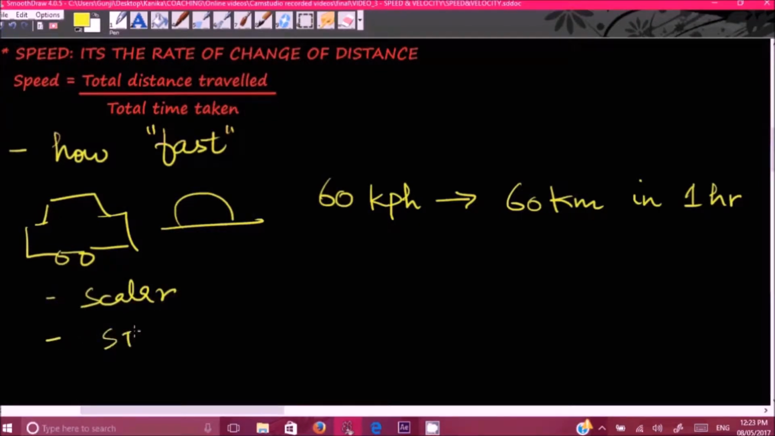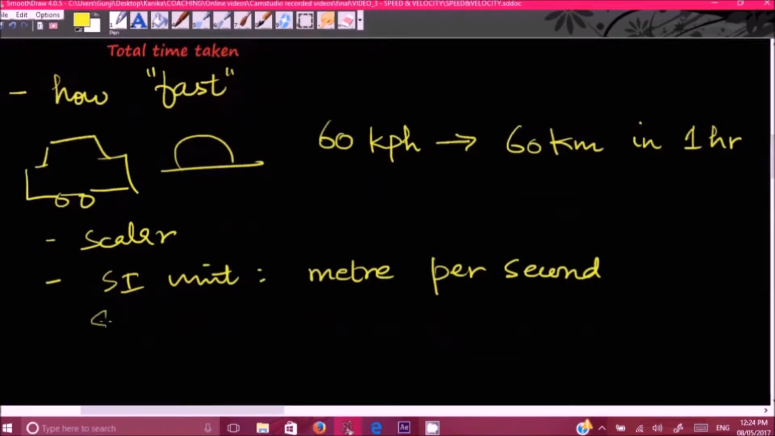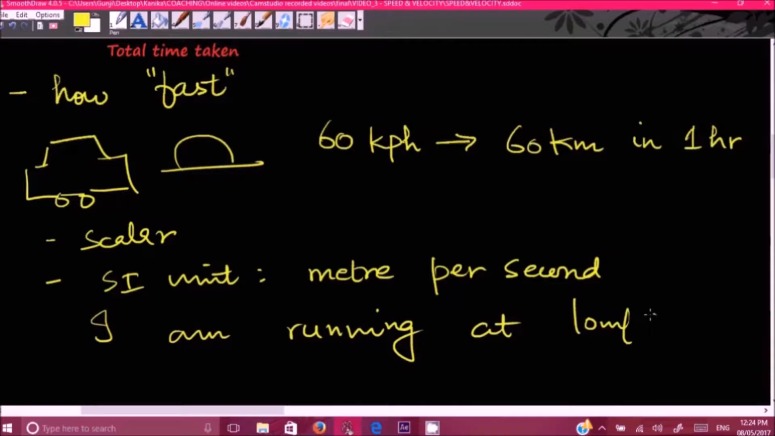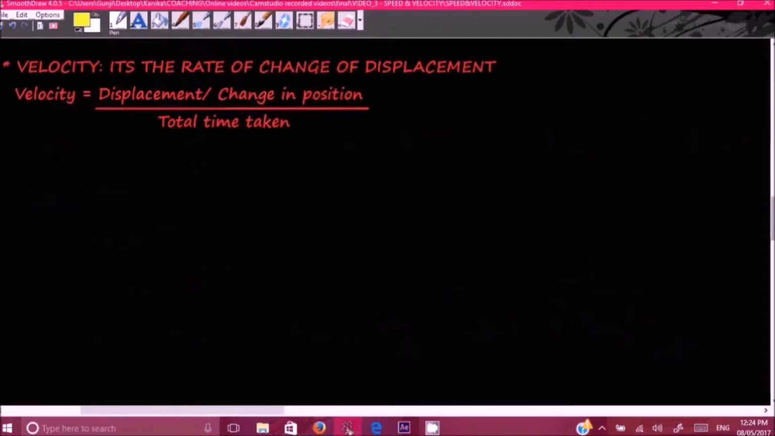SI unit of speed is meters per second. For example, let's say I'm running at a speed of 10 meters per second. So this 10 meters per second is my speed.